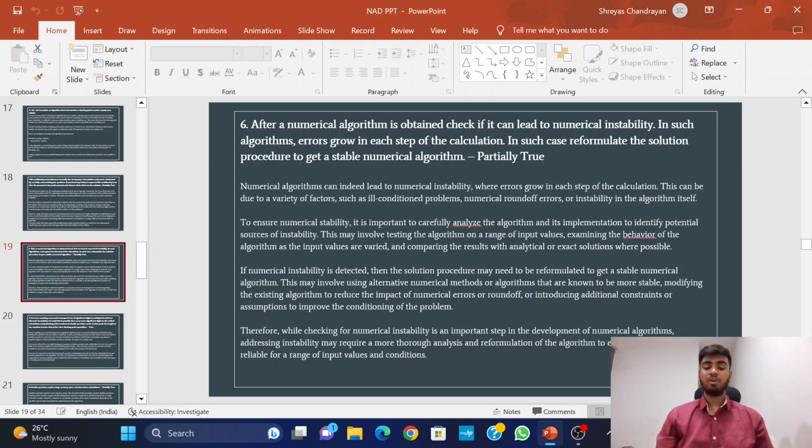If numerical instability is detected, then the solution procedure may need to be reformulated to get a stable numerical algorithm. This may involve using alternative numerical methods or algorithms that are known to be more stable, modifying the existing algorithm to reduce the impact of numerical errors or round off, or introducing additional constraints or assumptions to improve the conditioning of the problem. Therefore, while checking for numerical instability is an important step in the development of numerical algorithms, addressing instability may require a more thorough analysis and reformulation of the algorithm to ensure that it's stable and reliable for a range of input values and conditions.